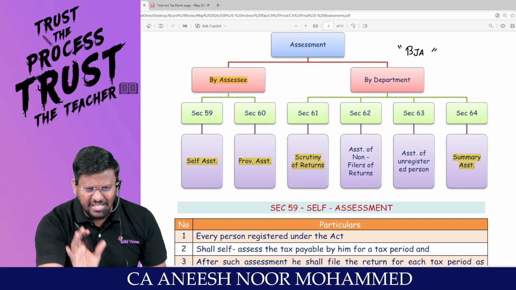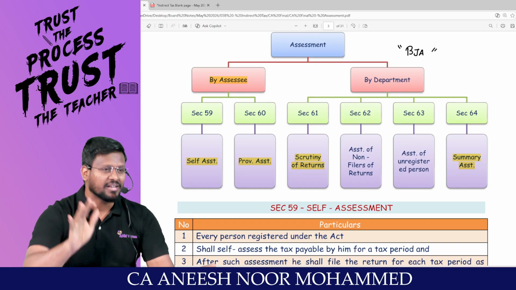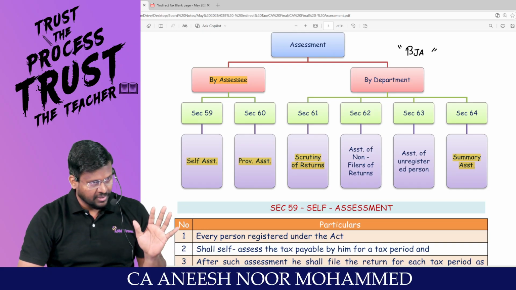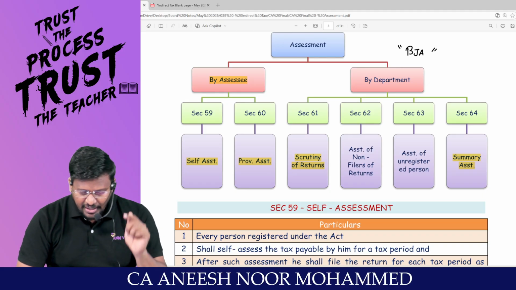Summary assessment is just like a summary. This much value has been evaded with this much tax. On the road itself, they will pass the order. That is called a summary assessment. This summary assessment is not required in direct tax, but summary assessment is required in indirect tax.